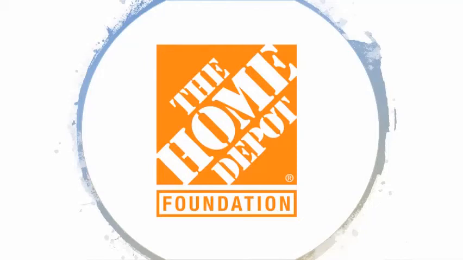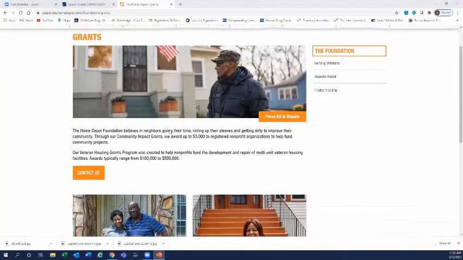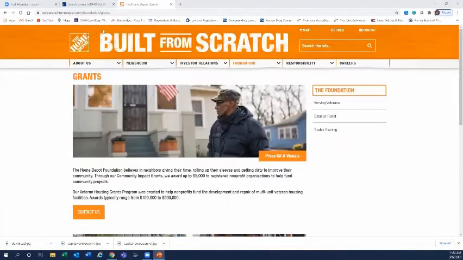So here we are at the Home Depot Foundation website. So not Home Depot, but the foundation. And you can just Google Home Depot Foundation. So you can see I'm on the grants page. If you were at the home of the foundation, you would just click on this foundation drop-down menu and you'll see they have grants.